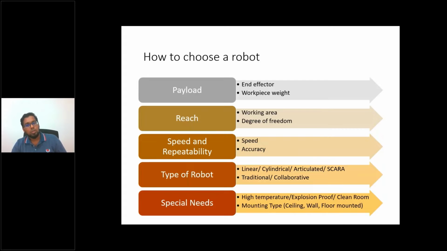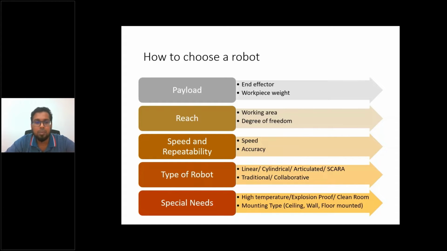So how to choose a robot? Here I'll just put a simple guideline from our perspective. First you need to check the payload, the end effector and the workpiece. So how much weight are you going to carry? What type of end effector? Is it welding, buffing, or just a simple gripper for pick and place? And then reach: we need to know how far the robot needs to reach, or in what degree of freedom it should work. Something like if you need a complex motion, you need a 6-axis robot.